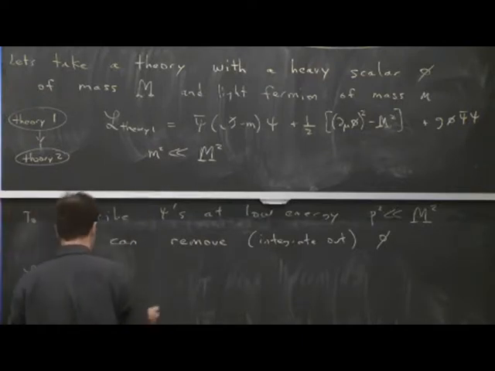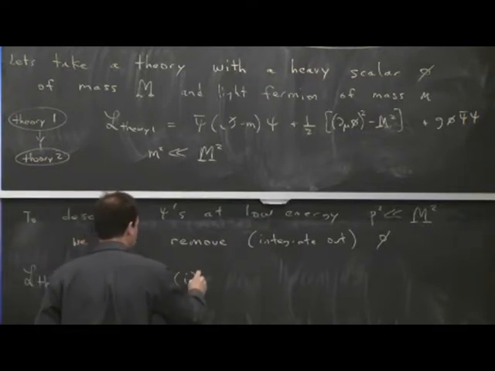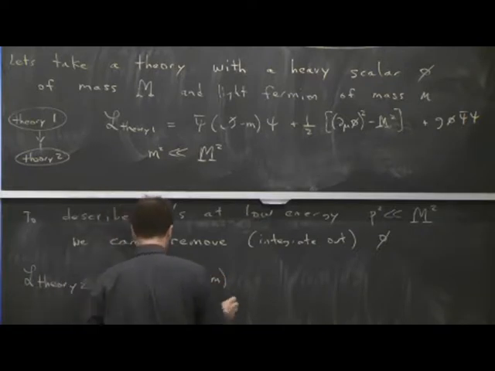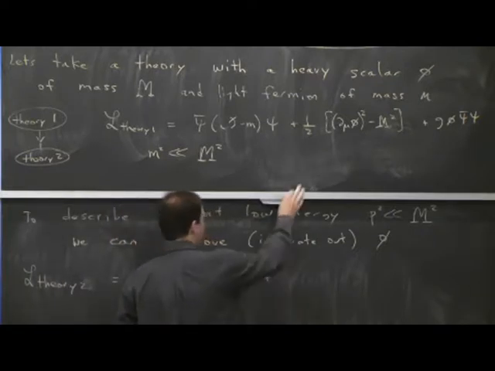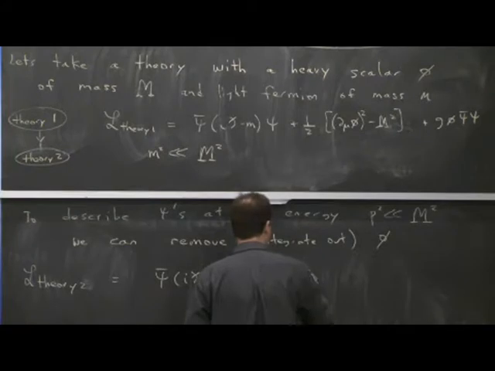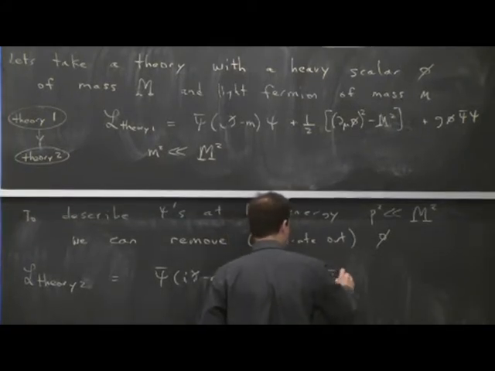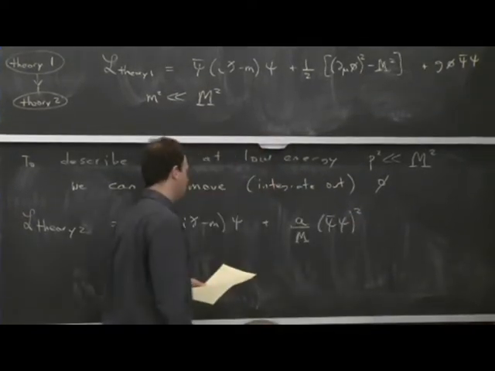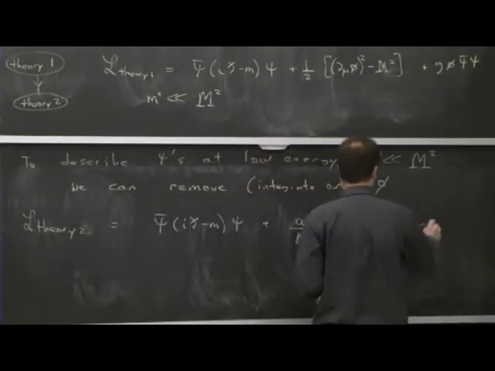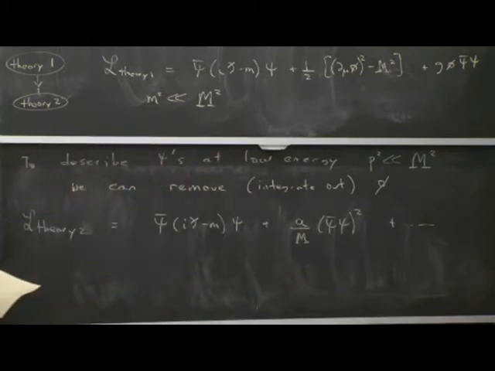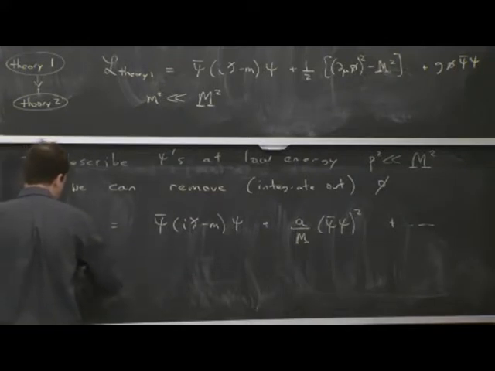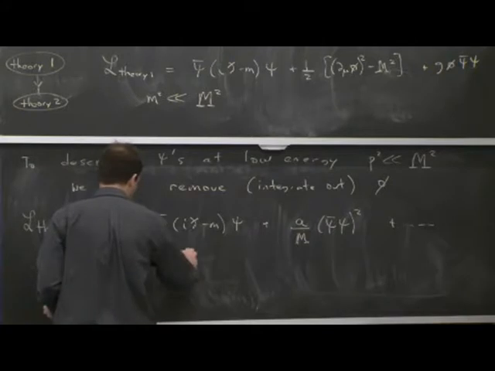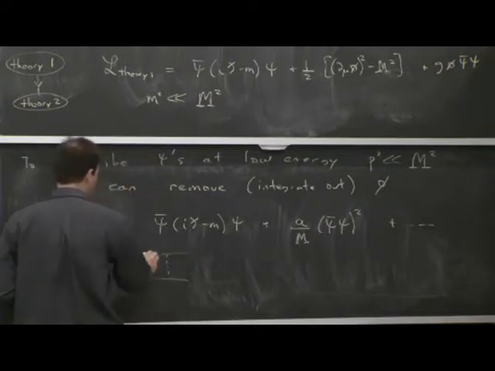Well, we'll still have the kinetic term for our fermion. And then removing the scalar will generate some new operators. In particular, there'll be a dimension 6 operator like this. And then there could well be other terms. And so if we wanted to figure out what this dimension 6 operator is at tree level, that's a pretty straightforward exercise.